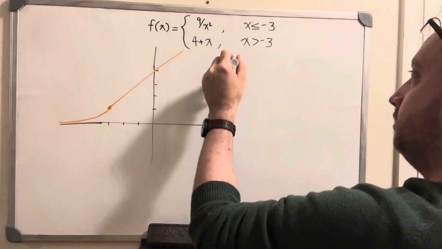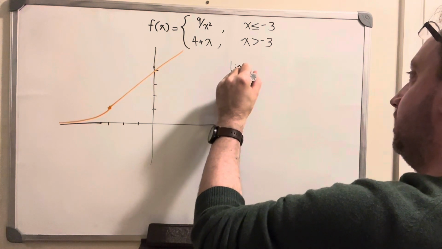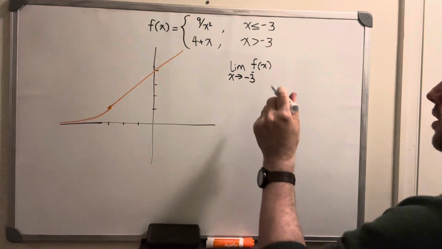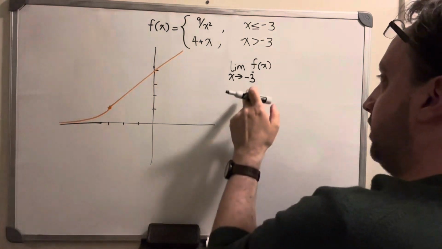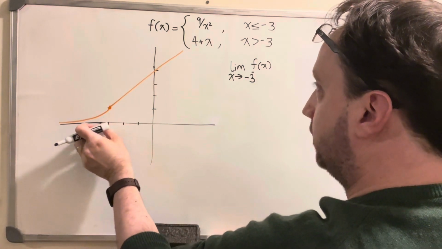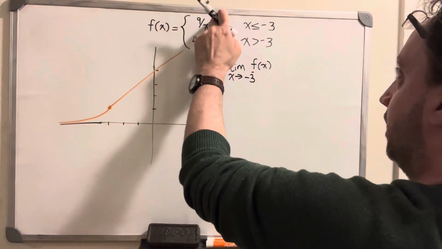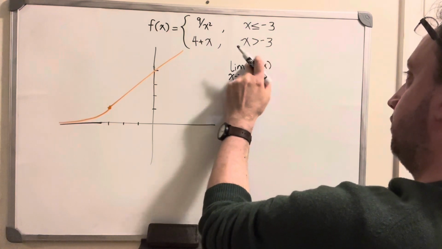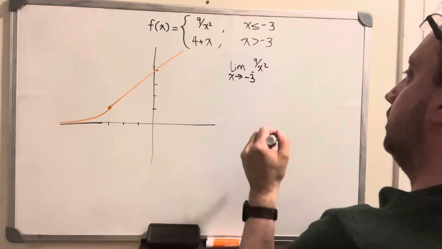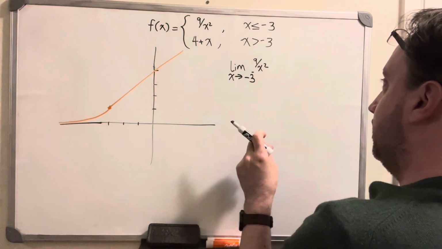But we were asked to figure out the limit as x approaches -3 from the left of f of x. So we know that this is talking about the open interval to the left of -3. And so we look at the function and we see that this time what we should replace f of x with is 9 over x squared.